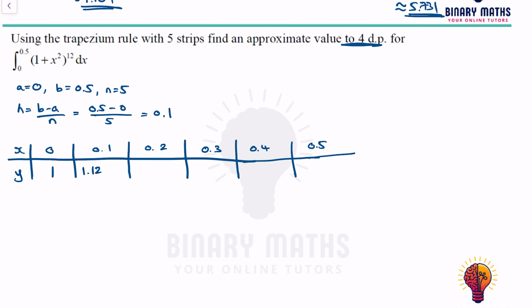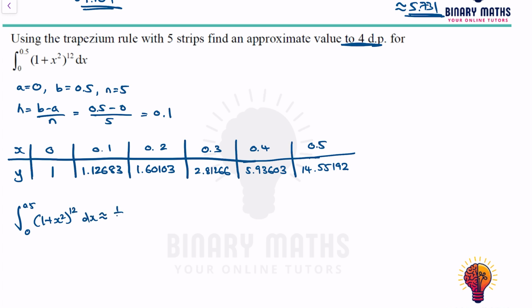So 1.12683. When I substitute 0.2 in, I get 1.60103. When I substitute 0.3 in, I get 2.81266. When I substitute 0.4 in, I get 5.93603. And then when I substitute 0.5 in, I get 14.55192.